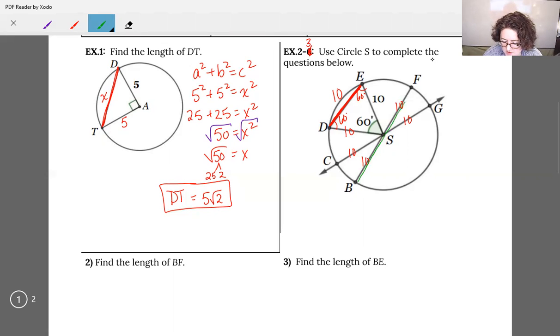BF goes all the way across the circle. BF is a diameter. Well, if we know that every radius is 10, that means the diameter BF has to be 20. So that's the length of BF. Okay, then find the length of BE.